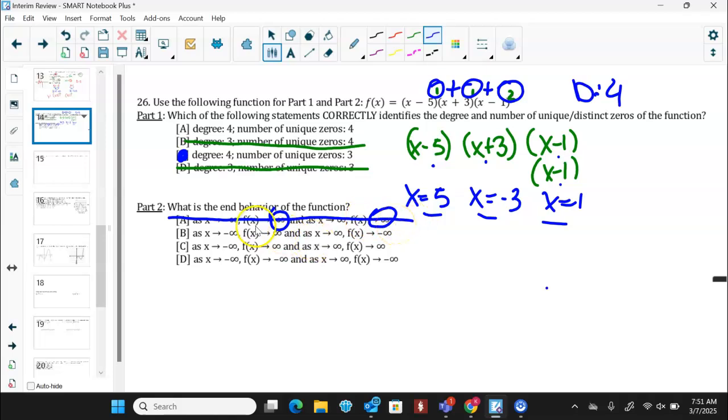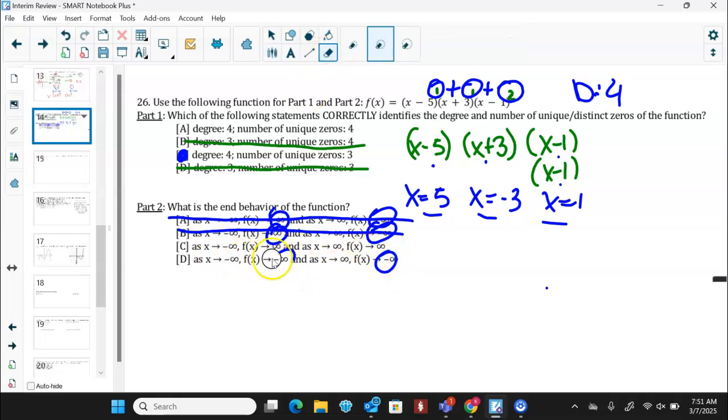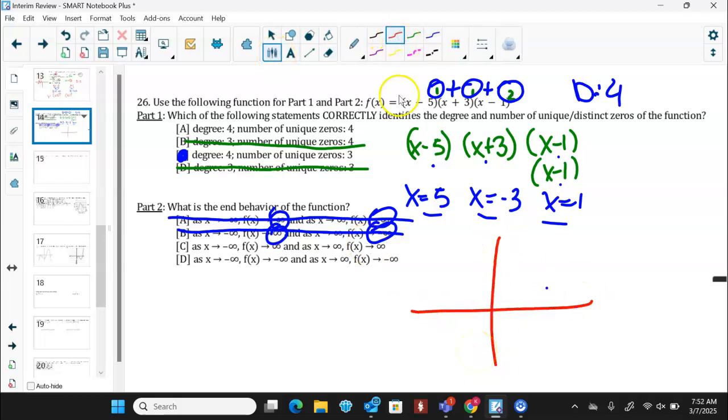B could be correct. Nope. Positive, negative. No. C is positive, positive, and D is negative and negative, okay? So it could be either C or D. Now let's see, it's going to depend on the leading coefficient. So the leading coefficient of the function is positive.